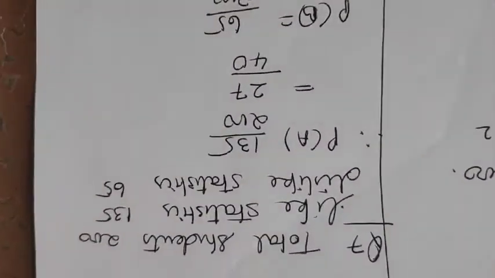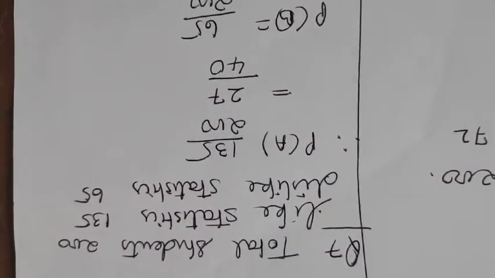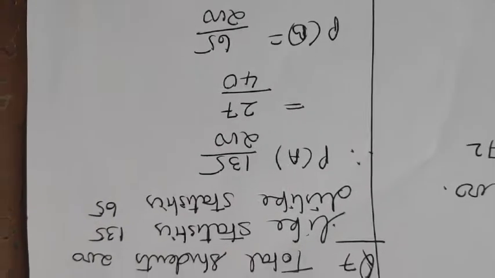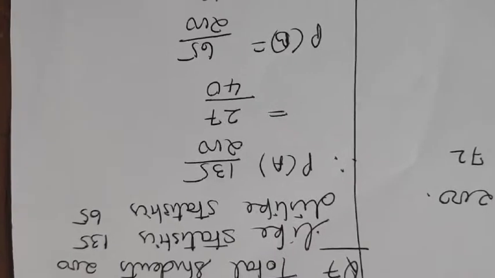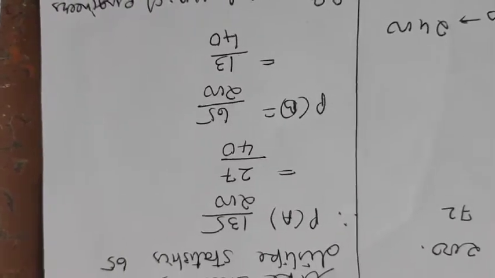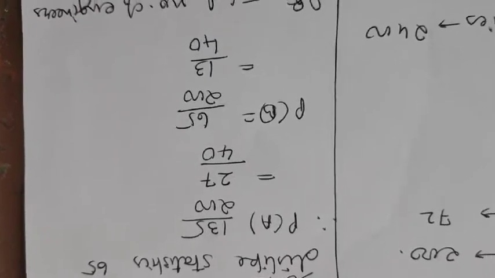So for that, what should you do? Add up these two values. 135 and 65 we added to come to 200. So total number of students 200, liking the subject 135, disliking 65. So probability for liking would be 135 by 200, that is reduced to 27 upon 40, and disliking would be 65 by 200, that comes to 13 by 40. Clear?